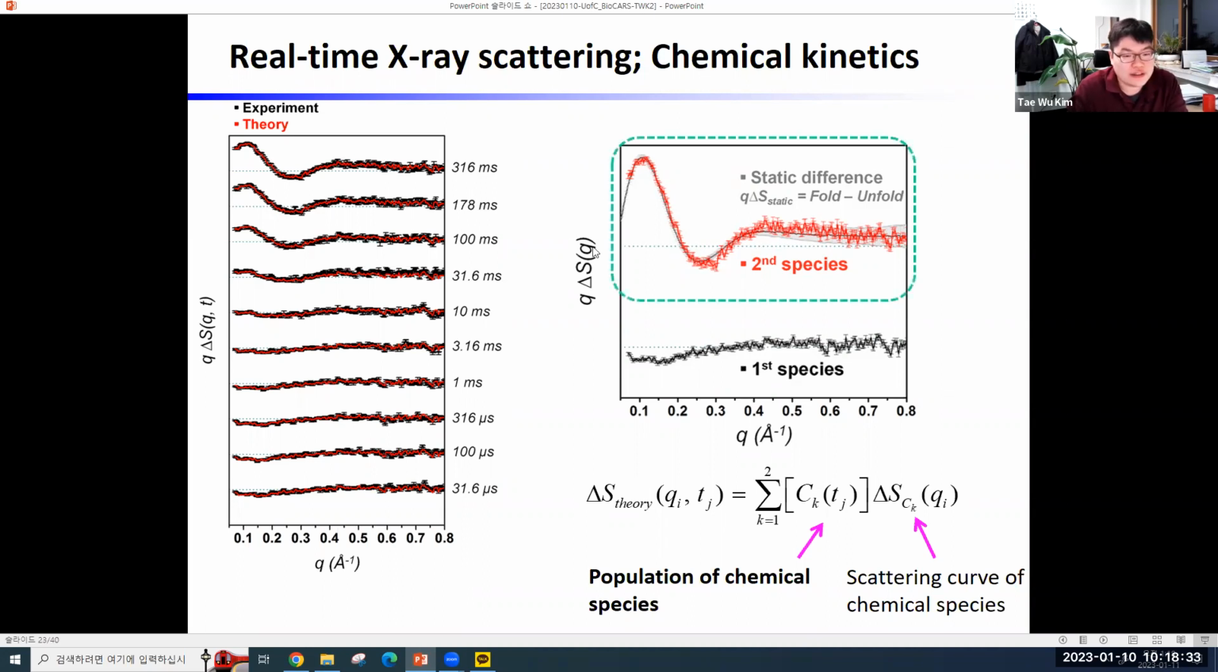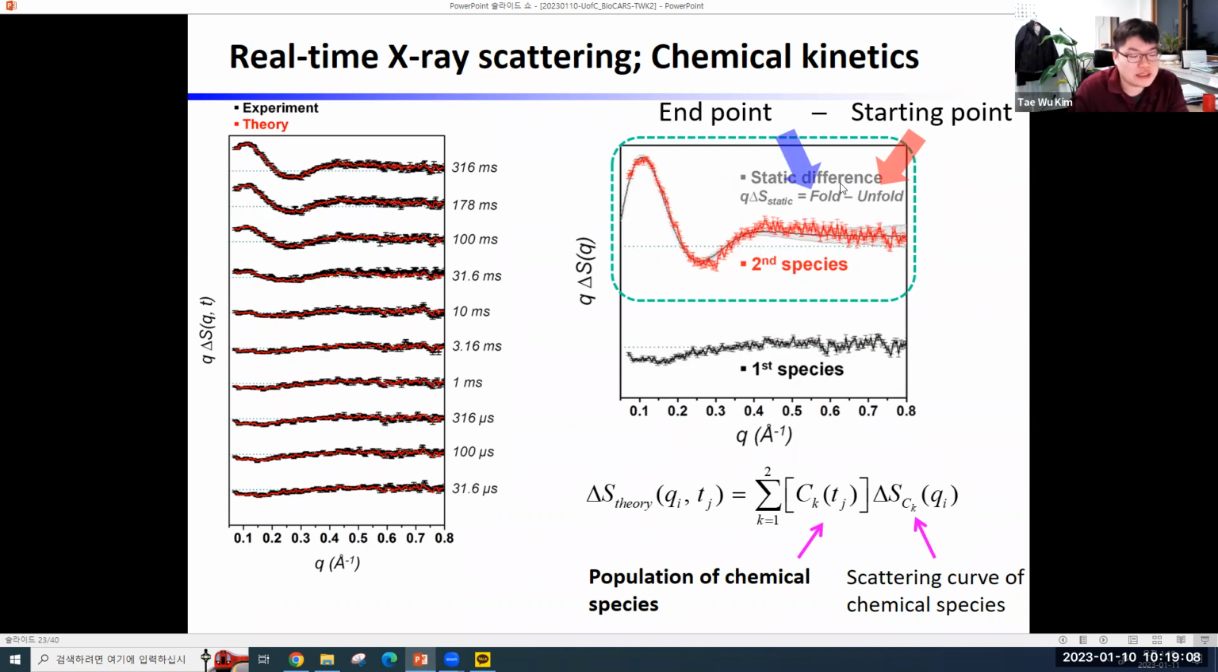As you can see in the right panel, this red line shows the second species-associated scattering spectrum. You can see a very clear picture like this. I compared this experimental data with the static difference, which is the difference between the folded and unfolded states. As you can see, this time-resolved data shows quite good agreement with the static difference.